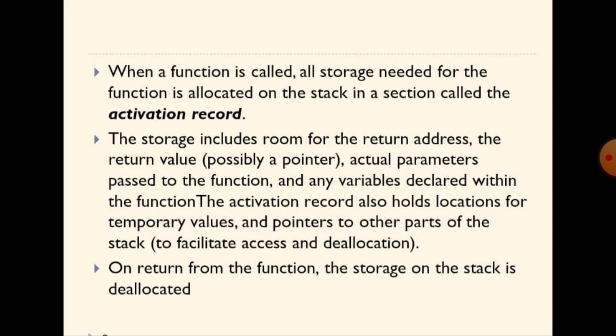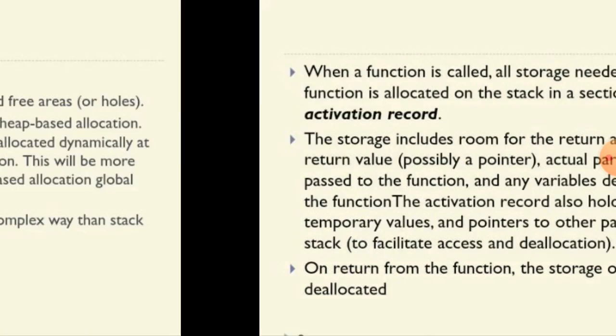And when a function is called, all storage needed for the function is allocated on the stack in a section called the activation record. The storage includes room for the return address, the return value, actual parameters passed to the function, and any variable declared within the function. The activation record also holds locations for temporary values and pointers to other parts of the stack. On return from the function, the storage on the stack is deallocated.